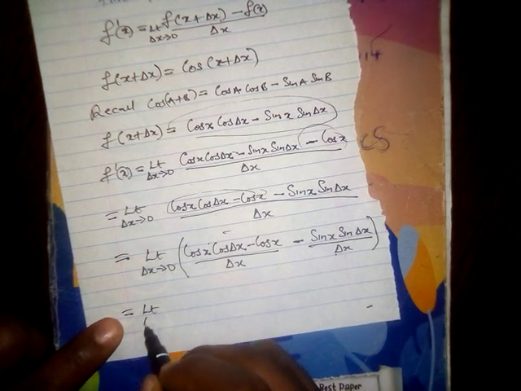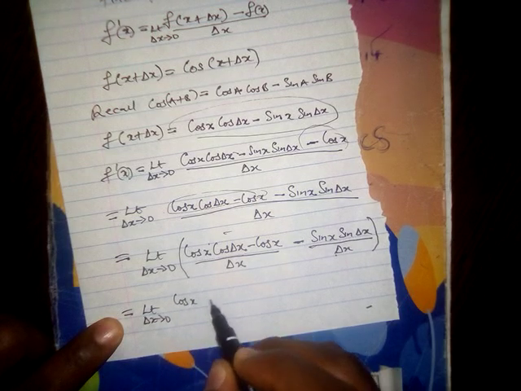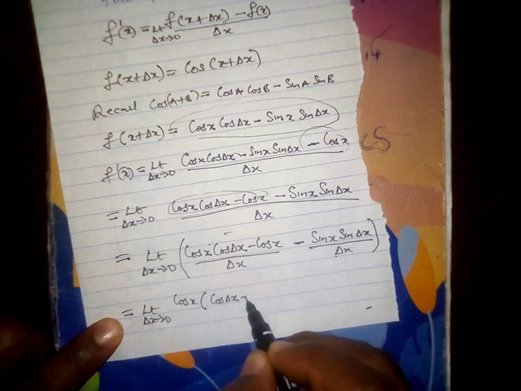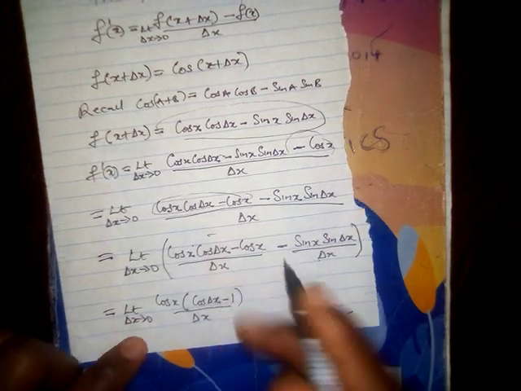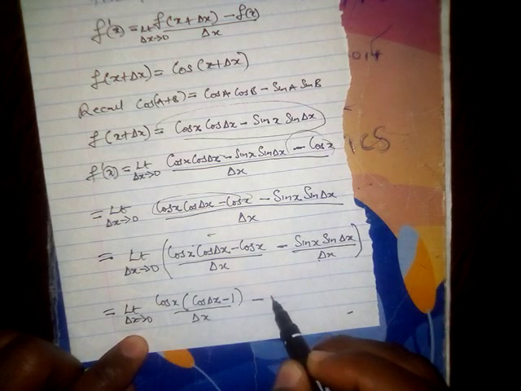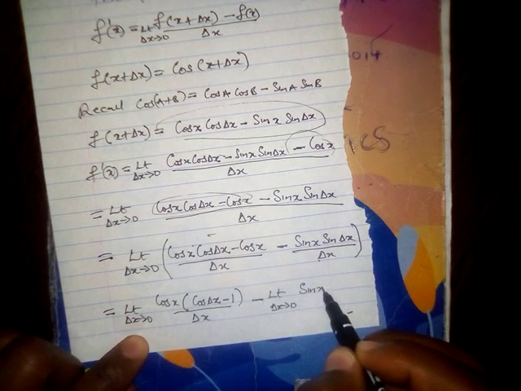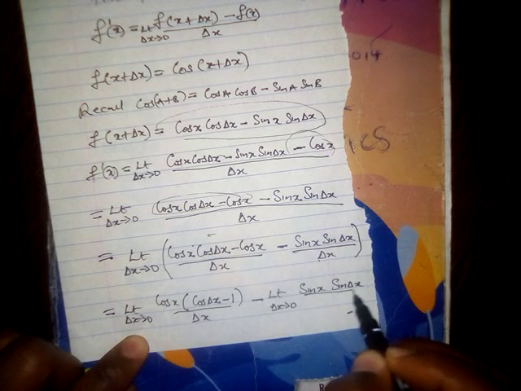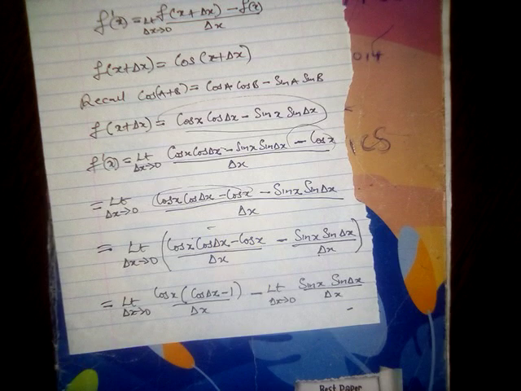This becomes the limit as change in x approaches 0. Let me factorize cos x. So this will be cos x times cos change in x minus 1 all over change in x, minus the limit as change in x approaches 0 of sin x times sin change in x all over change in x. We're not done yet.